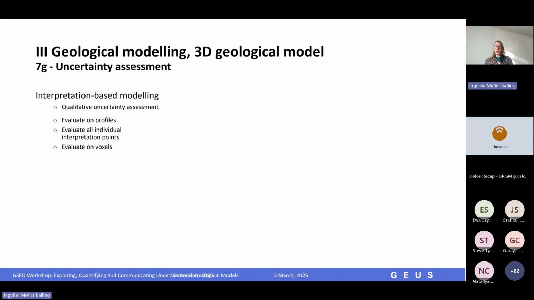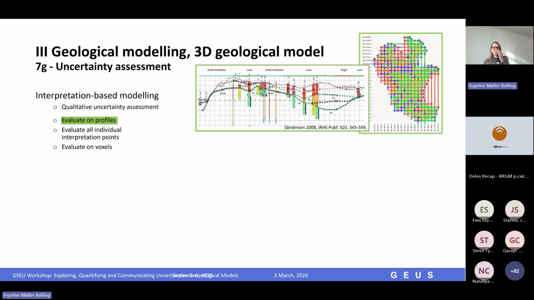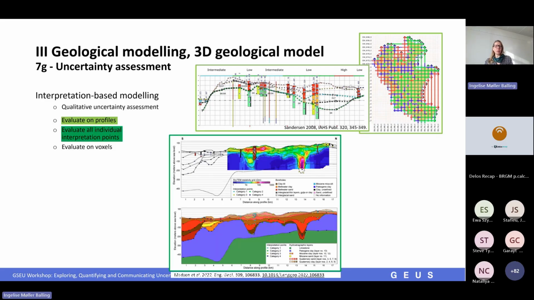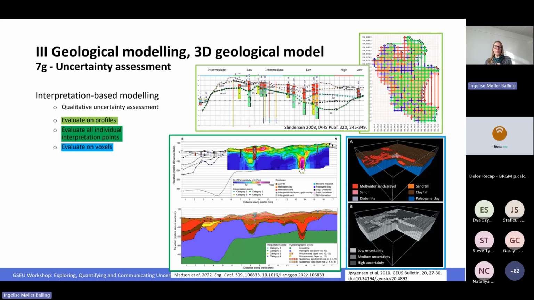When it comes to the interpretation-based modeling with a quantitative uncertainty assessment, it can be evaluated for the whole model along the profile and shown on a map. Or it can be evaluated at the individual interpretation points given by the model under the modeling process. Or it can be evaluated at each voxel in a voxel grid. The uncertainties are divided into uncertainty categories, which are based on the amount of data, the data type, the quality of the data, if the data are ambiguous, and the complexity of the conceptual model.